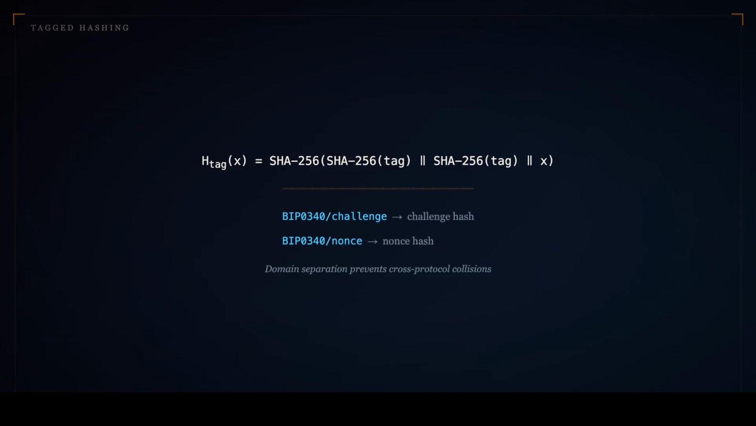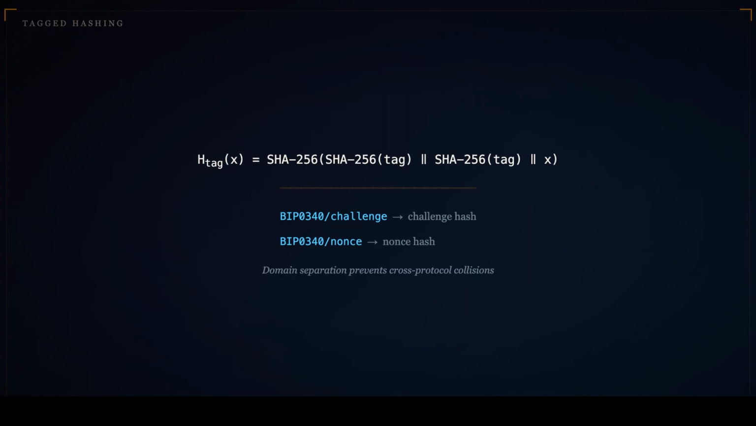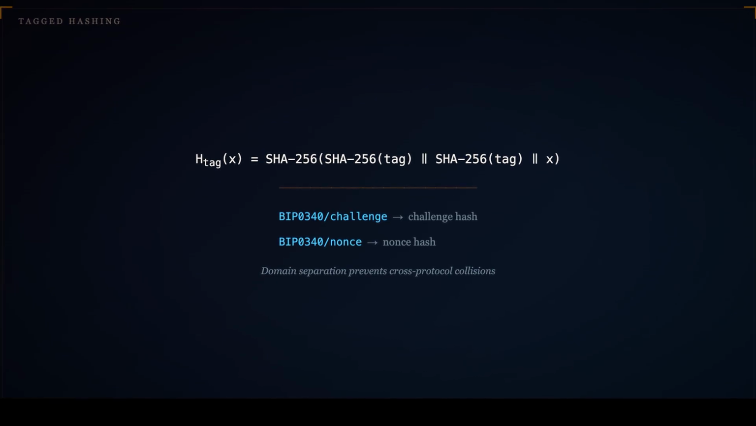Notice the hash functions use tagged hashing. Each hash is prefixed with a domain-specific tag, like BIP0340 challenge or BIP0340 nonce. This domain separation ensures that a hash computed for nonce generation can never collide with a hash computed for challenges, even if the inputs overlap.